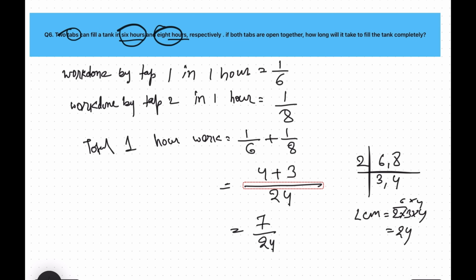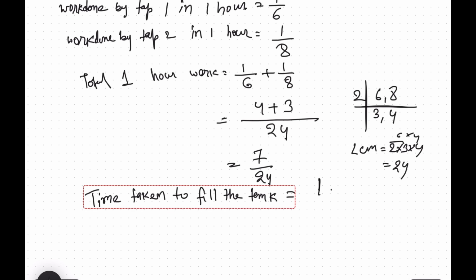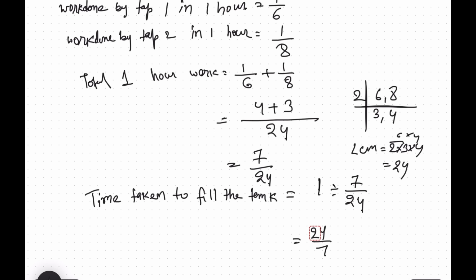Step 3: the time taken to fill the tank is the total work divided by the combined rate. So the time taken to fill the tank is equal to 1 divided by 7 over 24, right? So we can write it as 24 by 7 hours.